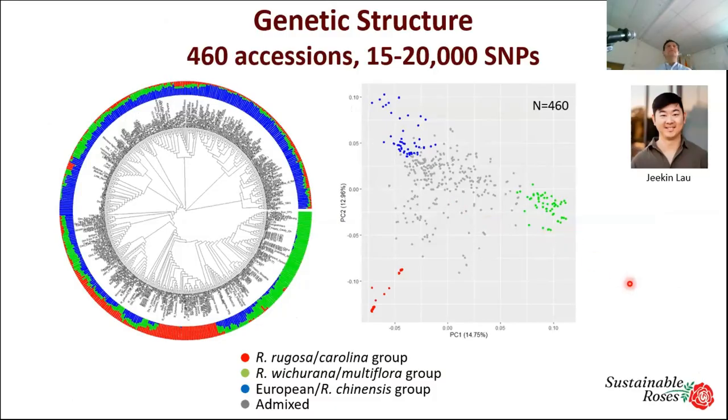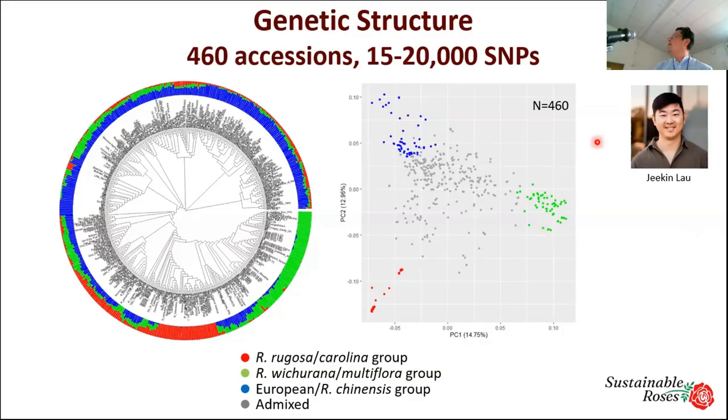All right, this is one more thing that GCAN did, and it looks like this guy has time to do almost anything. We looked at those 460 accessions for which we had genotypic data, about 15 to 20,000 SNPs, and he performed what's called a genetic structure analysis. This analysis is a Bayesian approach to use the genotypic data and estimate how many subpopulations we have in that collection of accessions.